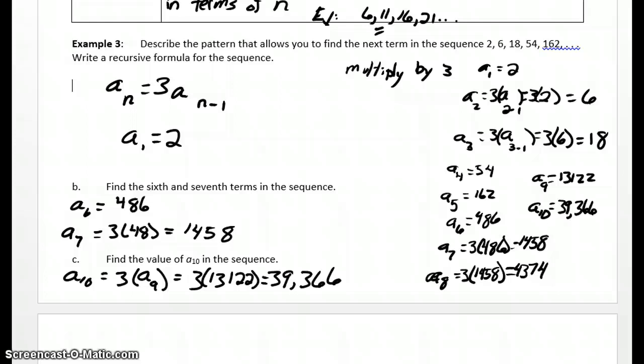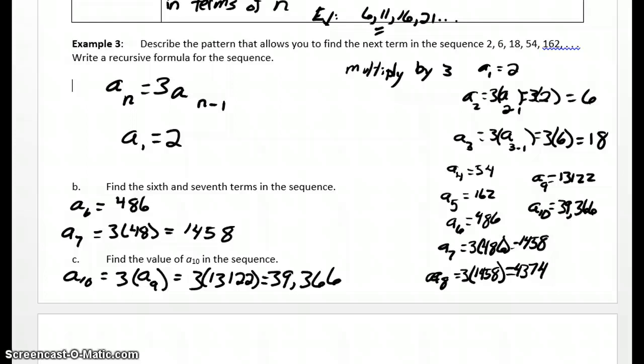A sub 2 minus 1 is really a sub 1, and we already know a sub 1 is 2, so it's really 3 times 2 is 6. To find the third term, I'm going to have to take 3 times the second term. Well, the second term is really a sub 3 minus 1. We already know that's 6, so 3 times 6 is 18, and we could continue the same pattern, but I'll just write the sequence out by multiplying the previous term times 3.